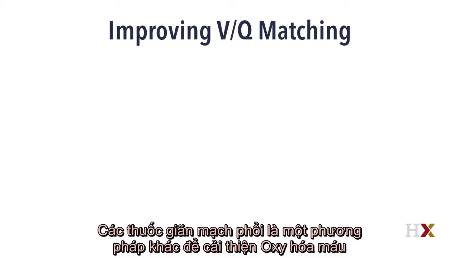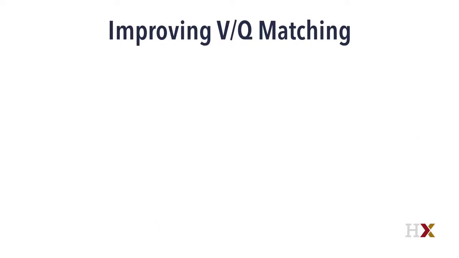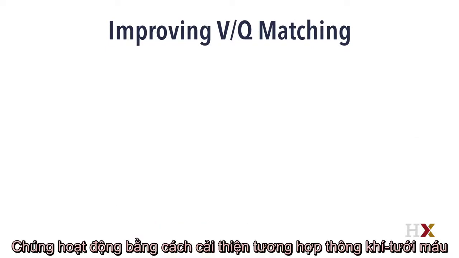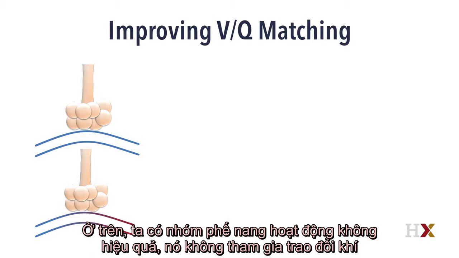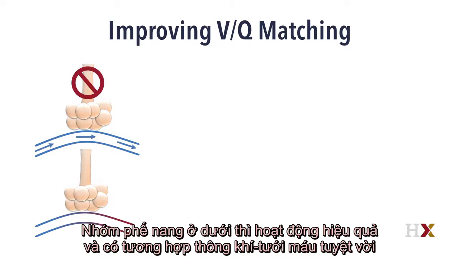Pulmonary vasodilators are another method to improve oxygenation. The way they work is by improving VQ matching. So in the first column here, we have 2 different sets of lung units. At the top, we have a lung unit that is ineffective. It's not participating in gas exchange. The lung unit at the bottom is working well and it has excellent VQ matching.